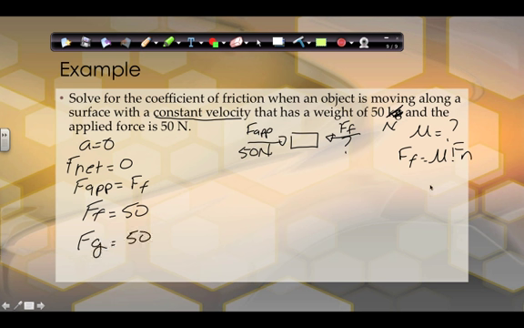So I have enough information here to solve for my coefficient. My force of friction is 50. My coefficient is unknown, and my weight, or my normal force, because it's the same thing on a level surface, is 50. My coefficient here is 1. And this is actually a very large coefficient.